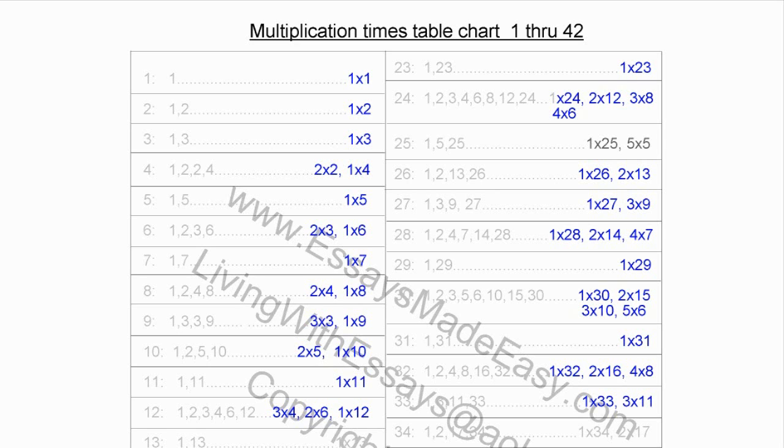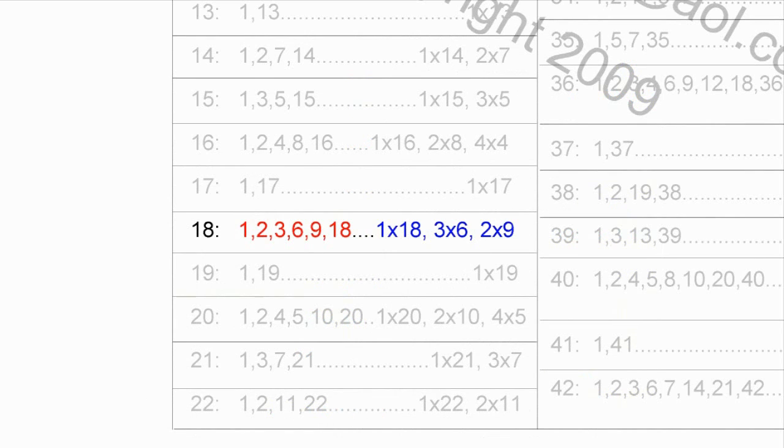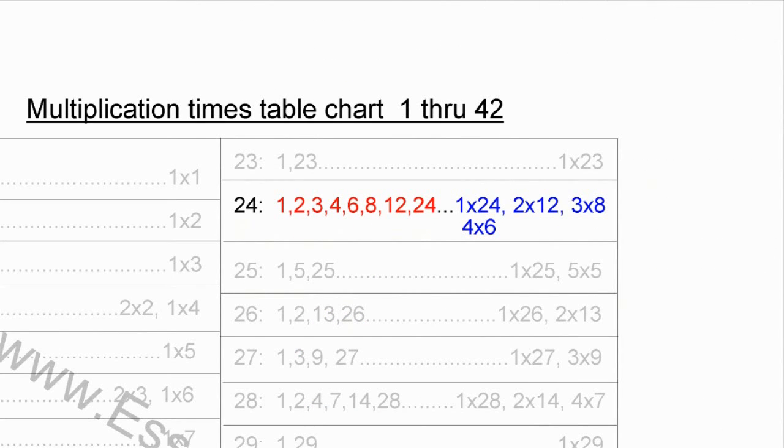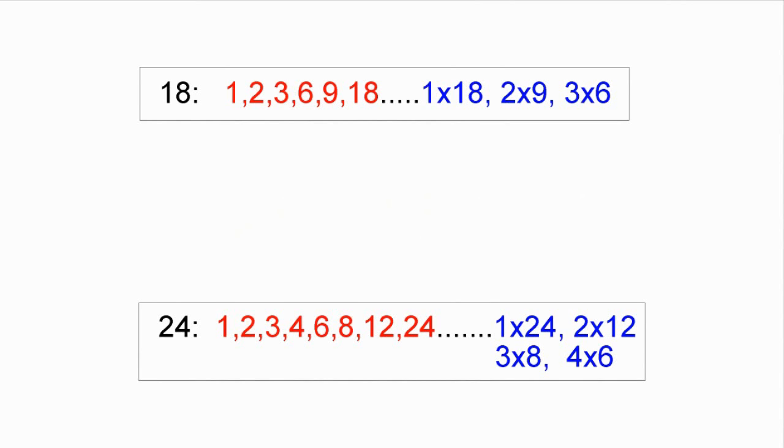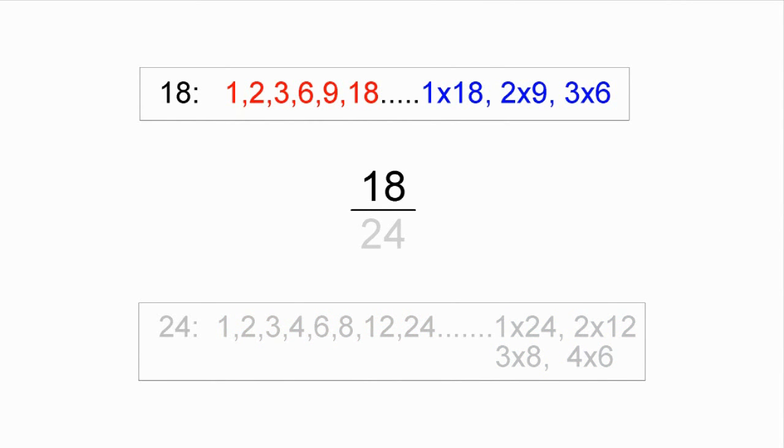Let's take a closer look at the divisors and multiples of 18 and 24, the numerator and the denominator of a fraction we wanted to reduce. For 18, all the whole numbers that divide evenly into it are 1, 2, 3, 6, 9, and 18. The 2 by 2 multiples of those numbers that multiply together to get 18 are 1 times 18, 2 times 9, 3 times 6. Once you have all of the divisors of a number lined up smallest to largest, it's easy to find the 2 by 2 multiples.